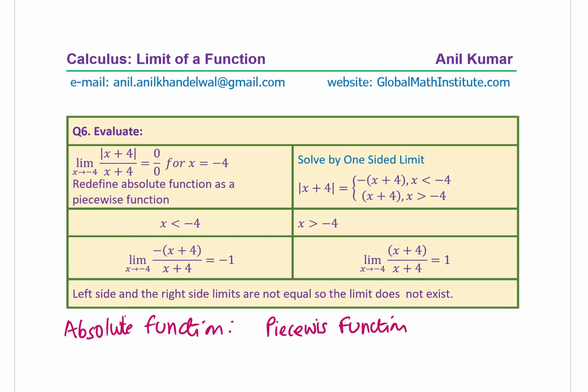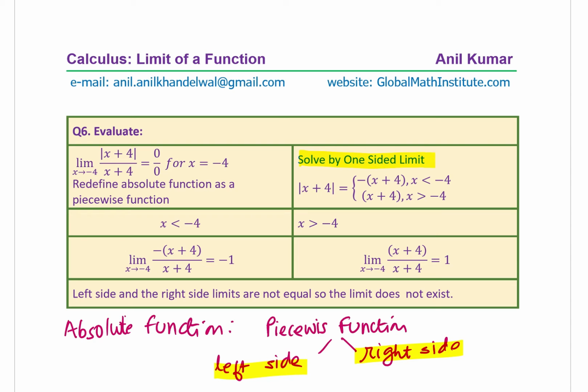So when you have two pieces, then you have to approach from the left side and from the right side. And that is what I say when I say apply or solve by one side limit, right? So that means clearly you have to split your domain into two portions at least and then work from both the sides. Now the limit will exist if the limit from both the sides is equal. So that's what we have done here.